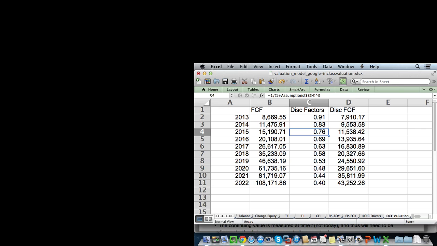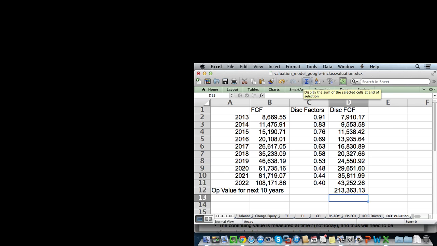And in present value, adjusted for risk, if we sum those up, this will be the operating value for the next 10 years, the sum of these discounted free cash flows. So again, if those financial statements come true based on the ratios that we're forecasting over the next decade, we're saying Google's worth approximately $213 billion of operating value based on the free cash flows it will generate over the next 10 years. That's essentially what we're saying for the DCF.